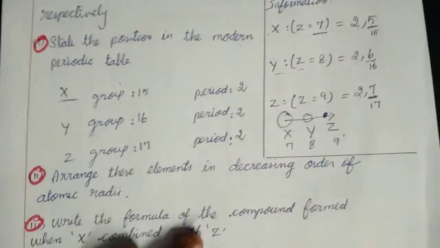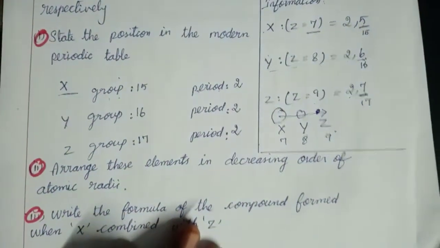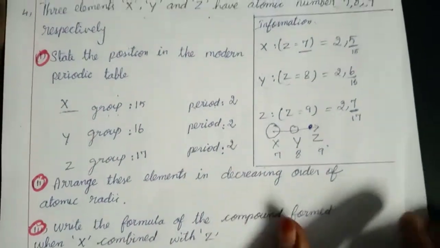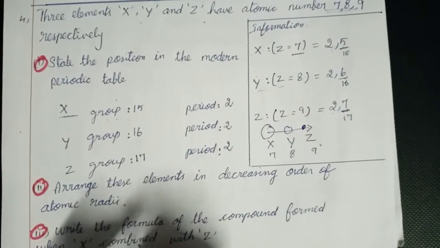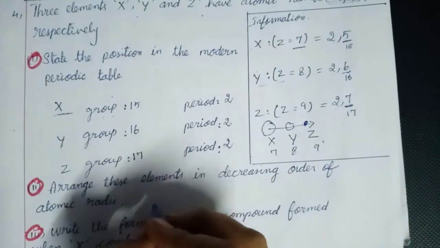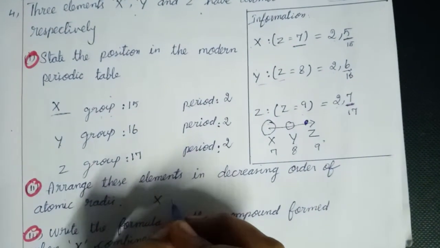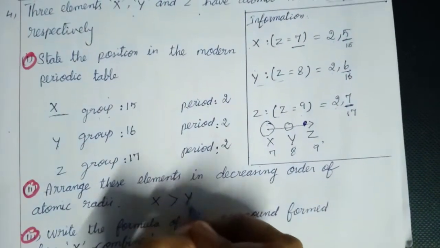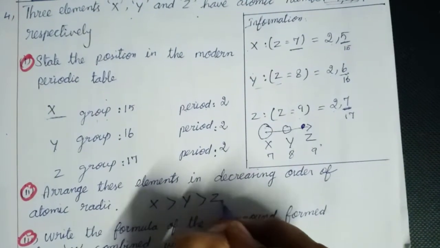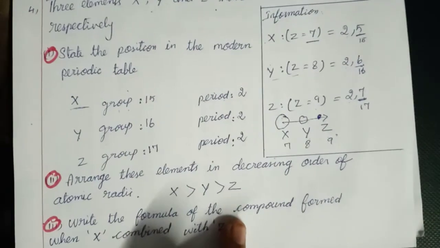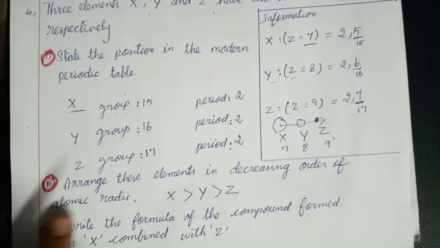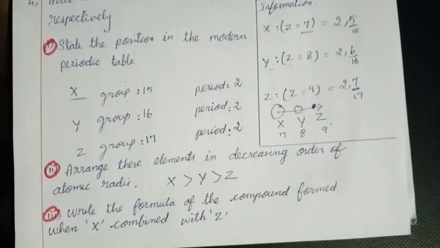Okay. So here the question asks decreasing order of atomic radii. Decreasing means large to small. So X, Y and Z. Okay, this is the decreasing order of the elements depending on their atomic radii.